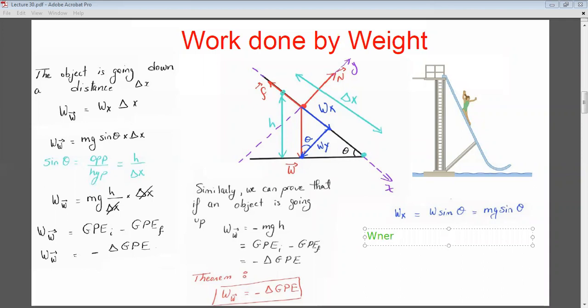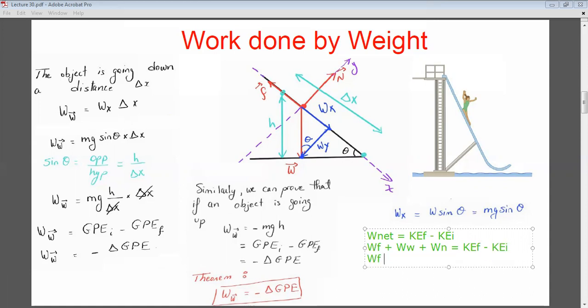W net is equal to kinetic energy final minus kinetic energy initial, right? What forces remain here in W net? I have work done by friction plus work done by W, plus work done by normal, let's put them in small letters, is equal to kinetic energy final minus kinetic energy initial. Work done by friction, I keep it.